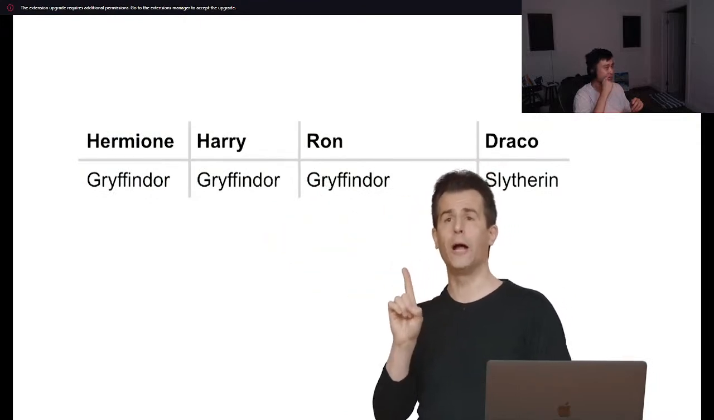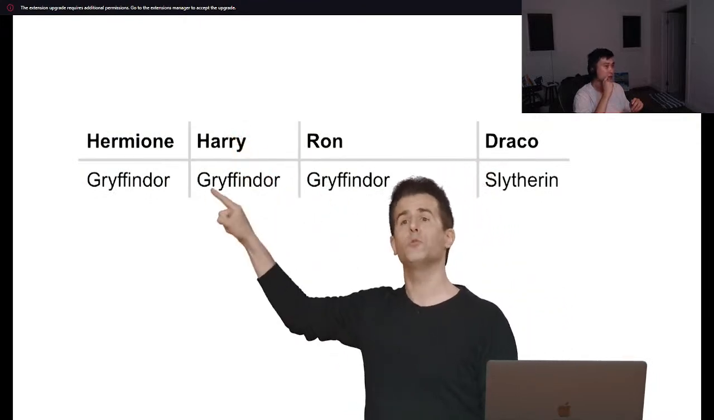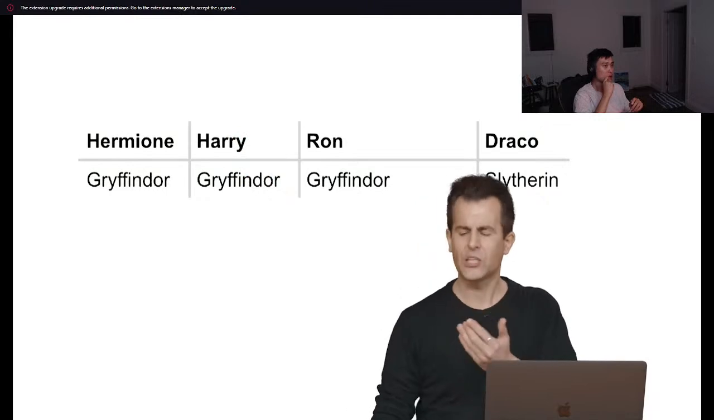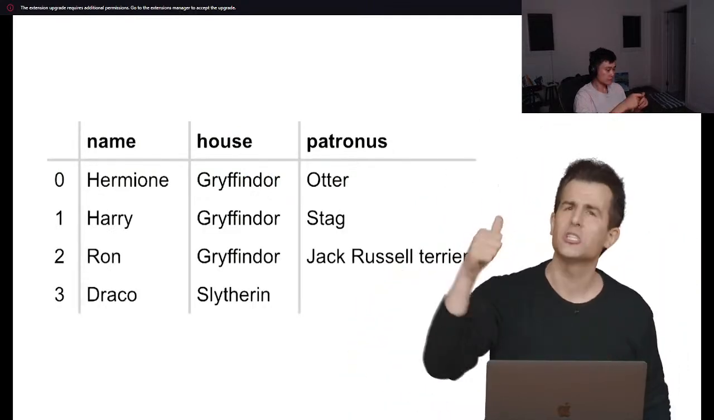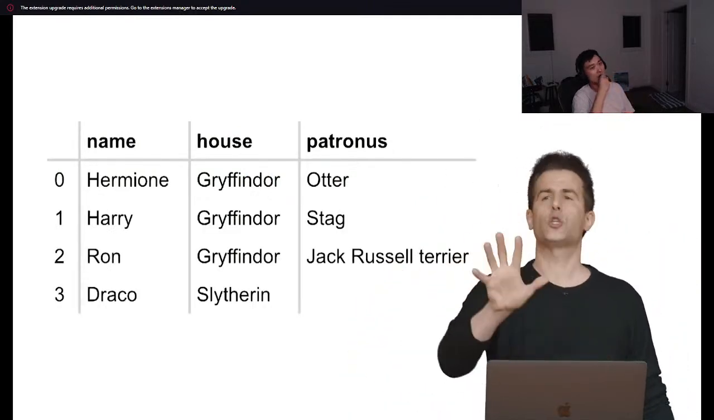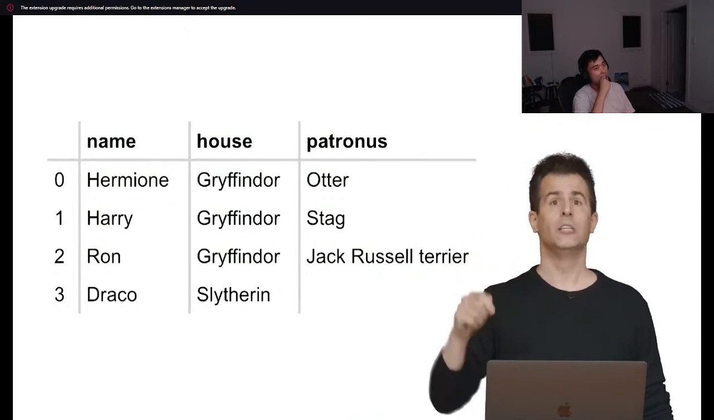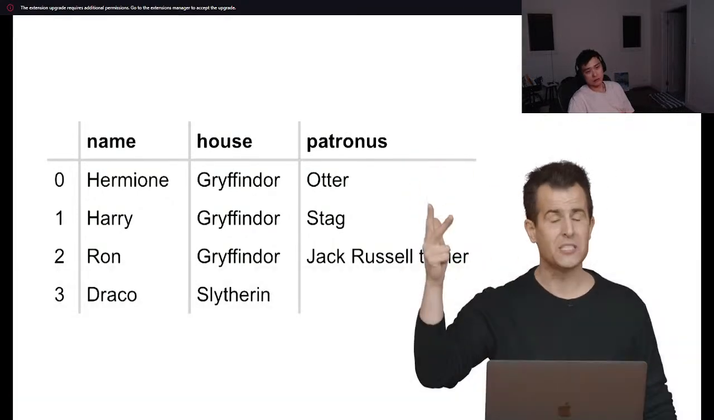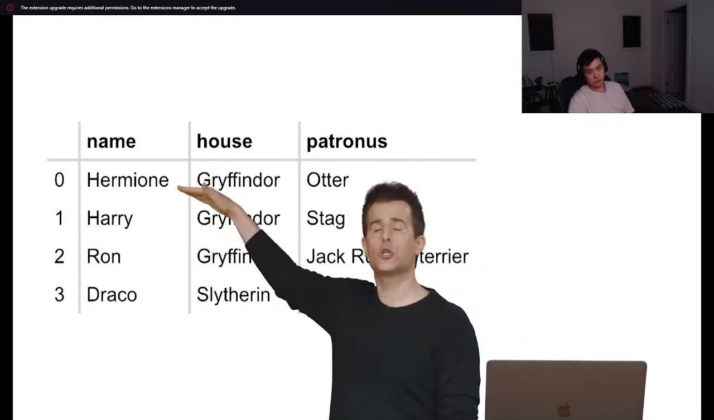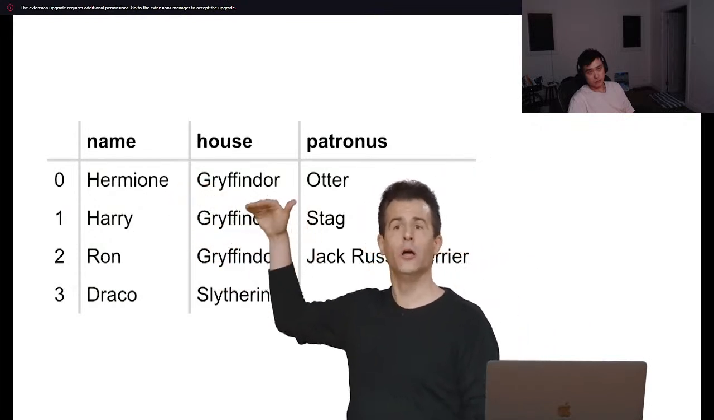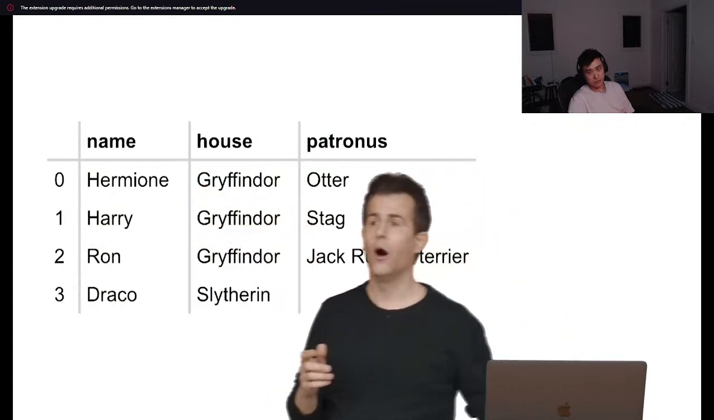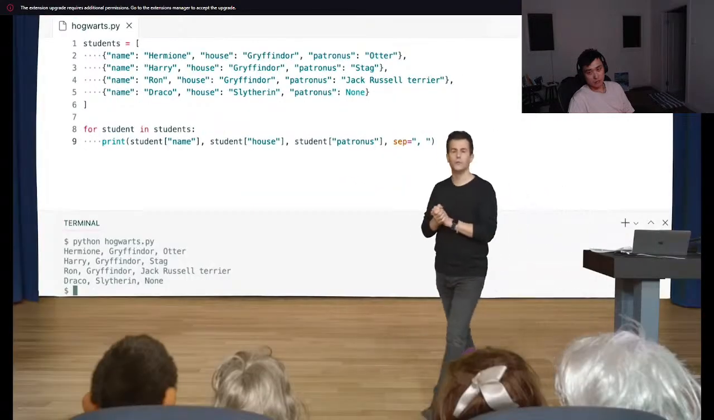And the first version of this program associated literally the students' names with their houses. But then I realized in my next version, wait a minute, what if every student has not just a name and a house, but a Patronus? Let's actually standardize the names of our keys to be name, house, and Patronus. And then the values of those keys can actually be the data, like Hermione, Gryffindor, Otter, and so forth. Questions now on these dictionaries and iteration thereof?